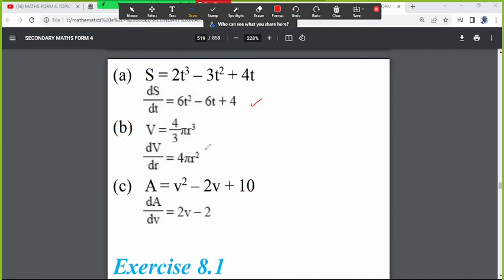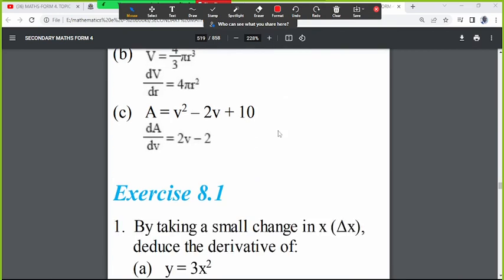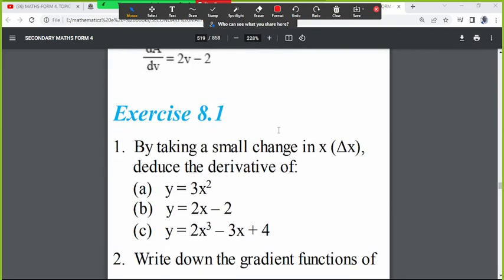So we have differentiated a polynomial. You multiply this one here, 3 and 3 will cancel, 4 pi r squared. Differentiating this one, we get 2v minus 2. And now I want us to do a certain exercise.